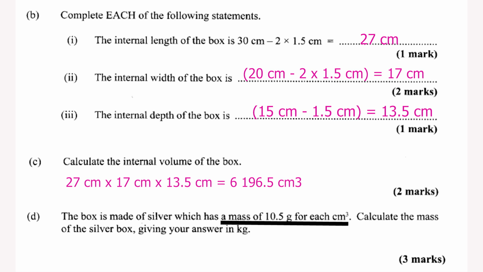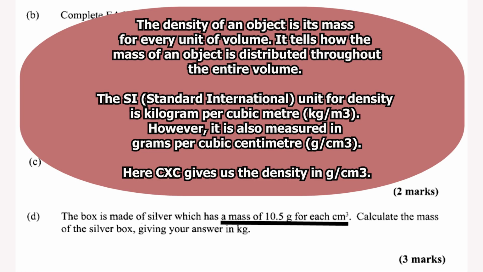Now, what this means is that the density of the box would be 10.5 grams per centimeter cube, right? So that is CSEC actually giving you the density of the box there, 10.5 grams per centimeter cube, or 10.5 grams for every centimeter cube, right? Now, we have to take that 10.5 grams per centimeter cube and multiply it by the volume of silver that was used to make the box.